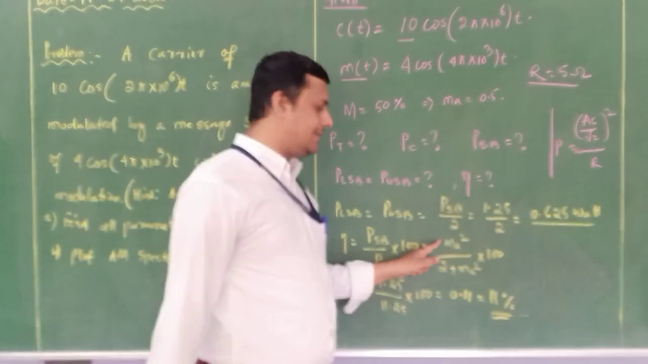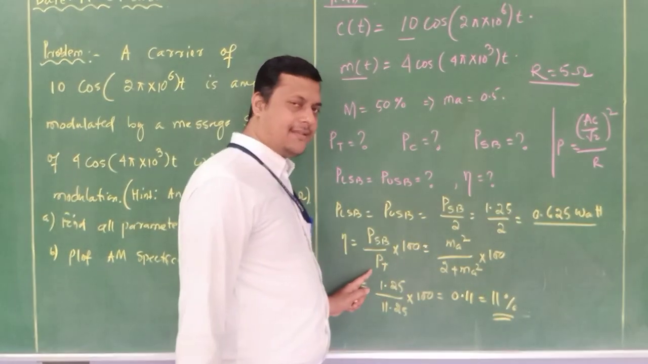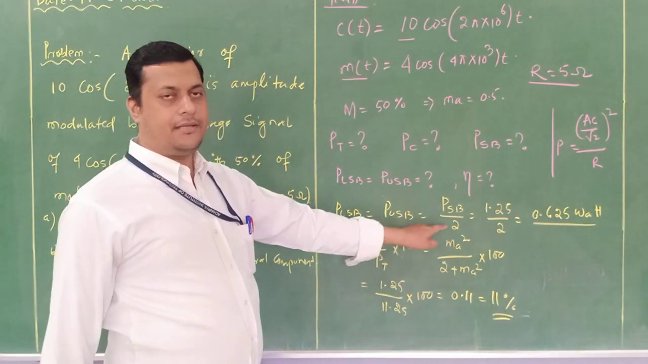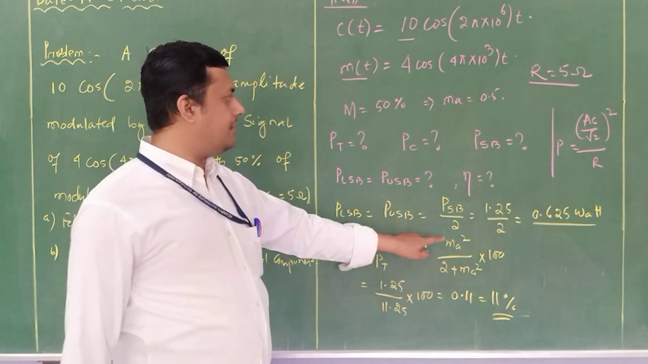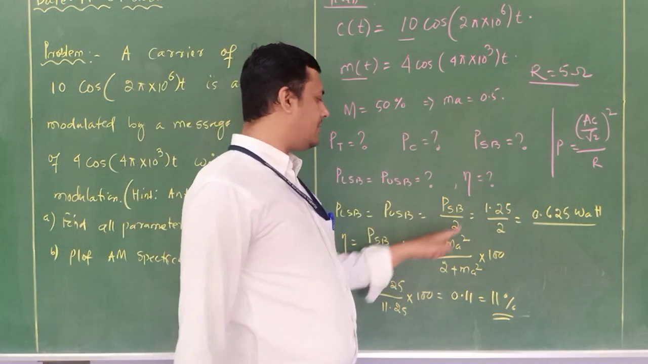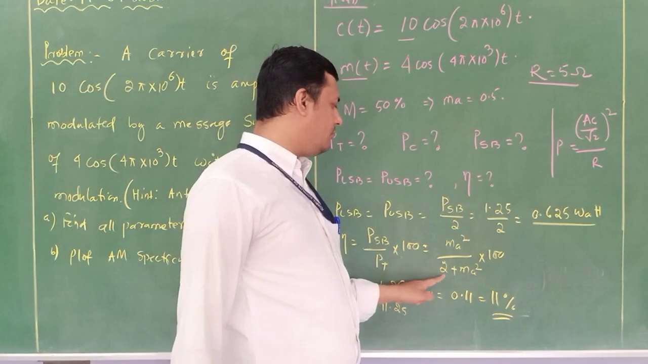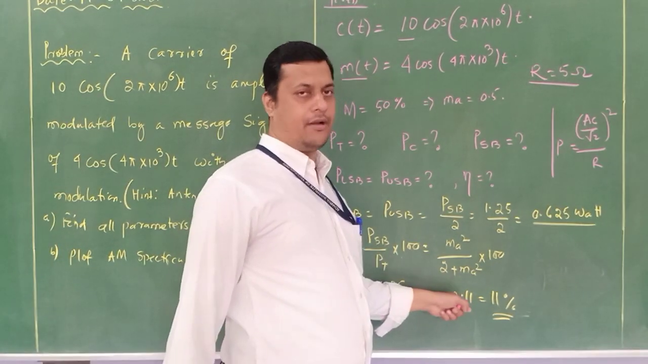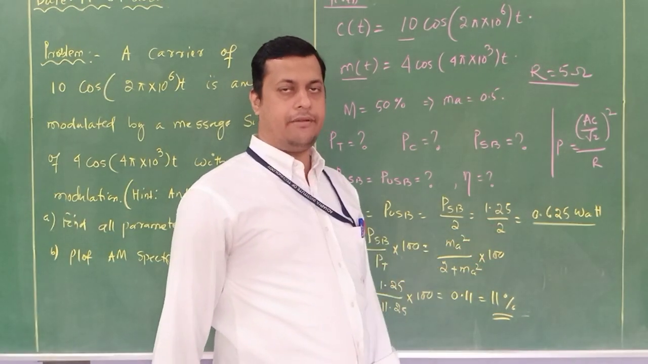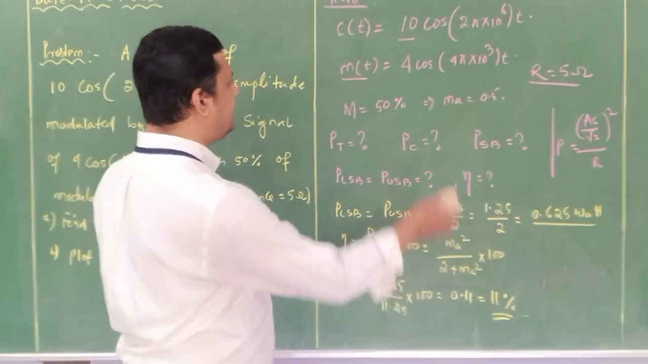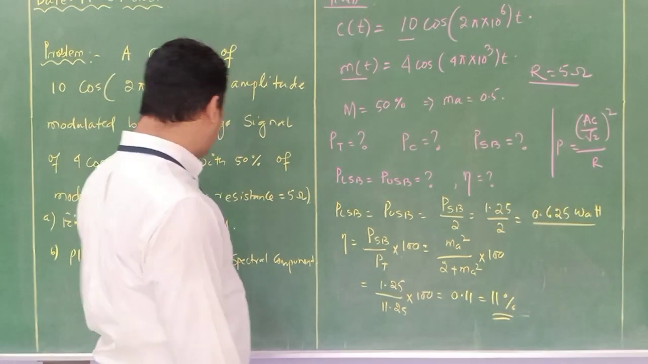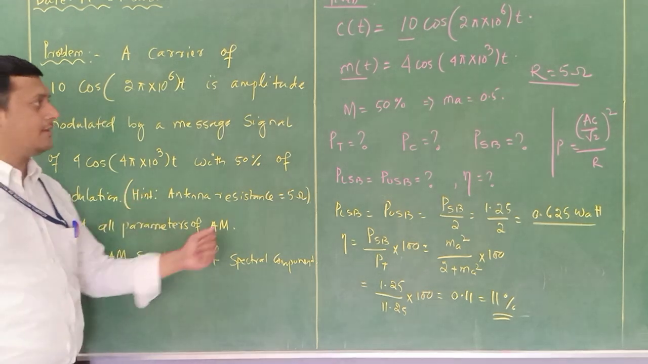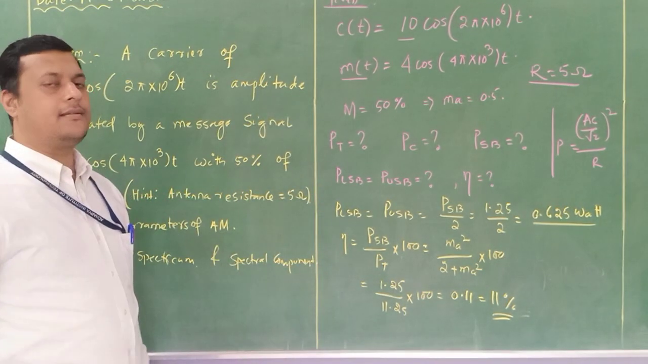Either you can go for this relation or you can go for this relation. Both are same. Because if you solve these values, you will get ma squared divided by 2 plus ma squared. ma squared is how much? 0.25. Substitute here, you will get 0.25 divided by 2 plus 0.25. If you divide it, again it will become 0.11, and that will become 11%. Okay. So these are the parameters which were asked in the first question. Find all these parameters of AM. So these are all the parameters of AM.